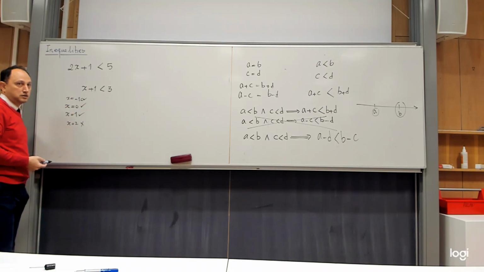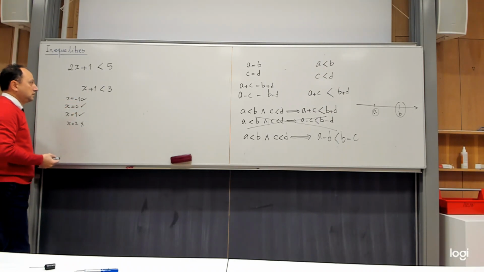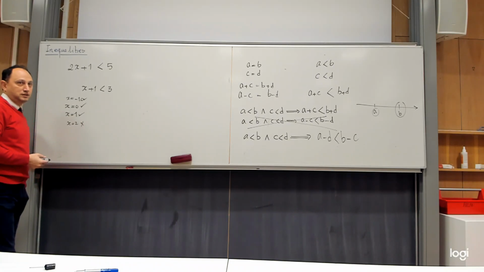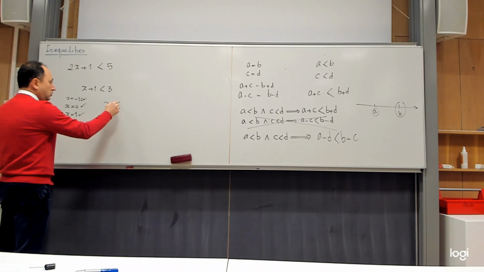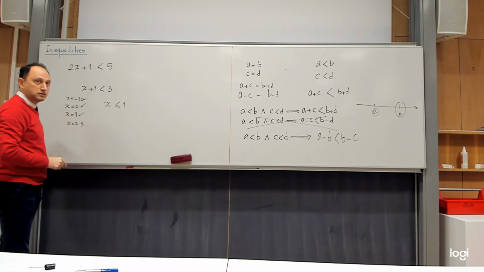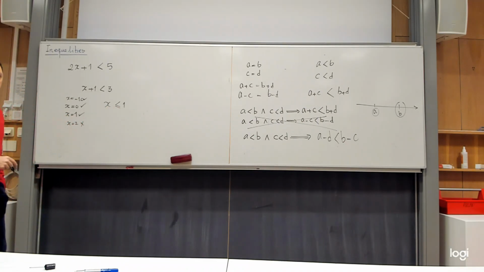Yes? Any number below or equal to 1. No. What? Oh no, this one. The third. Yes, so you said below or equal to 1, so you mean this. Yes, this is not correct. There are more than this.